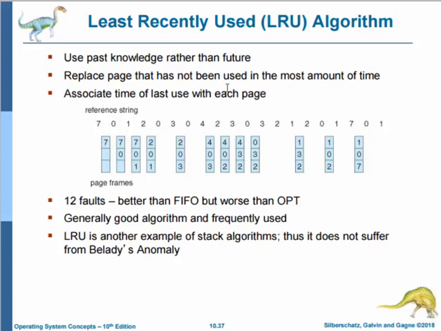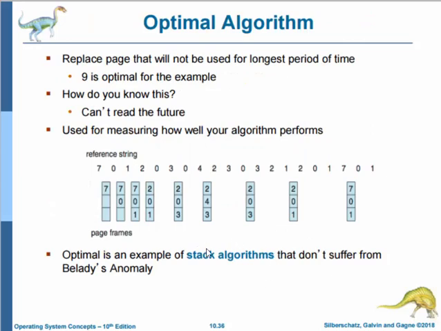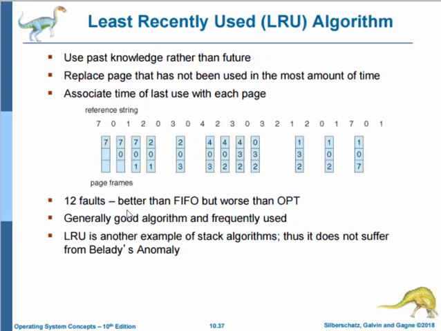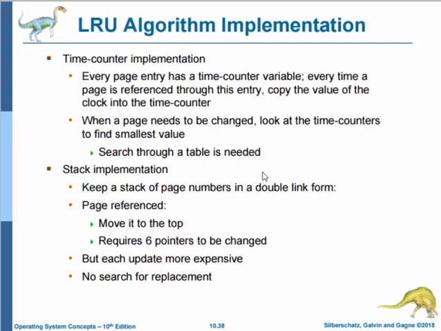So all in all, if we try to complete the following, we will have 12 faults, which is better than the first in first out, which has 15 faults, but worse than the optimal algorithm, because in the optimal algorithm I think we have only 9 page faults, no? But this one has 12 faults. So generally LRU is also a good algorithm, and it is frequently used. LRU is another example of a stack algorithm, and it does not suffer from Belady's anomaly.